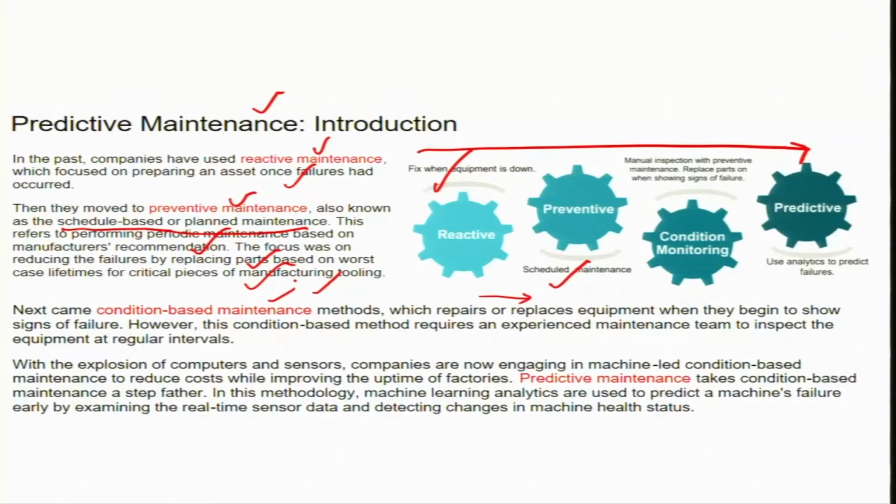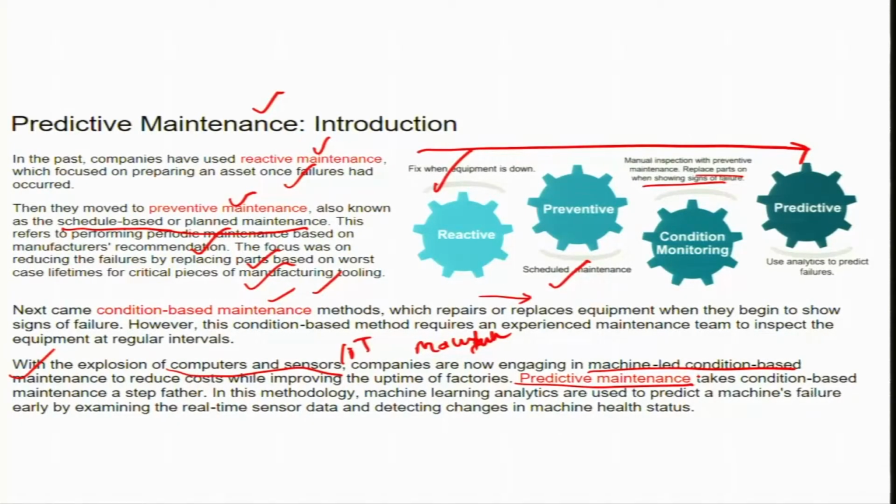Now, then comes condition based monitoring or maintenance. So, here you manually inspect with preventive maintenance and replace the parts when showing the sign of failure. Now, with this explosion of computers and sensors and IoT, these industries or manufacturing companies are now engaged in machine learning led condition based maintenance to reduce this cost while improving the uptime of this particular factory, and there comes the predictive maintenance.